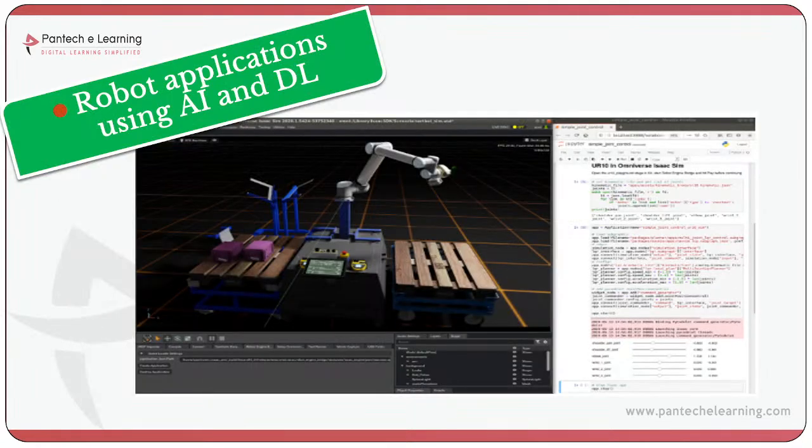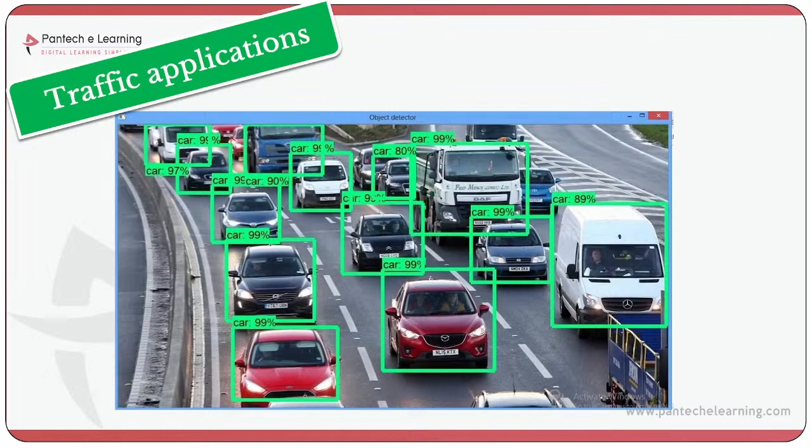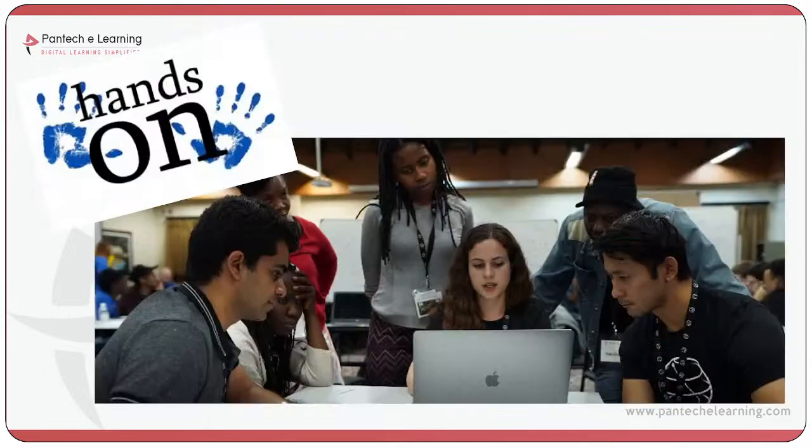And for robot applications, we are using AI and deep learning. This is also one. And traffic applications: from CCTV footage we are recognizing the vehicles, four-wheelers or two-wheelers. How many vehicles are in traffic? We need to clear the traffic by using Python.